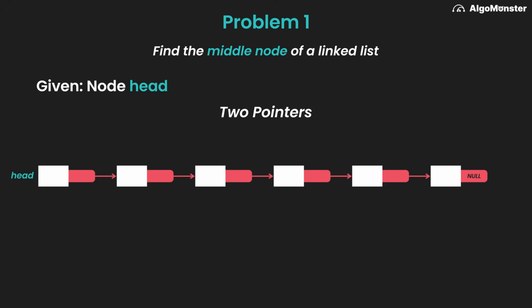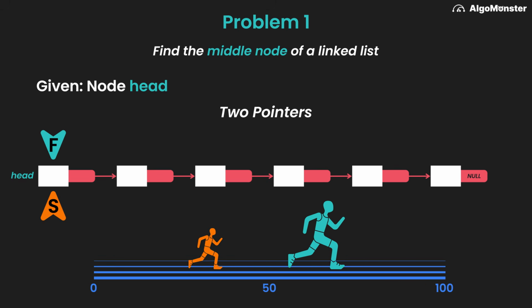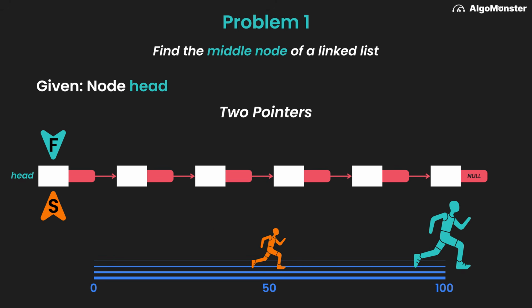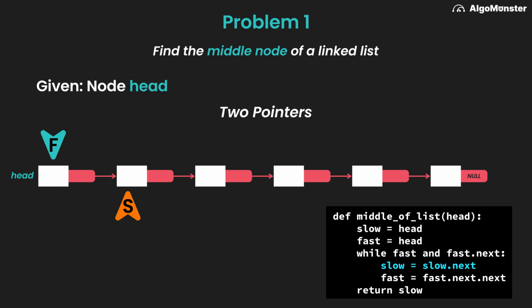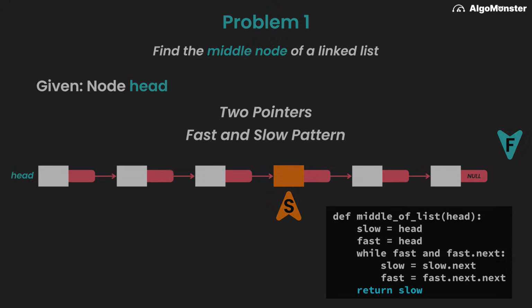Use 2 pointers. A slow pointer that moves 1 step at a time, and a fast pointer that moves 2 steps at a time. Now think about it. If one runner is twice as fast as another, by the time the fast runner reaches the end of the track, the slow runner is exactly at the halfway point. Same idea here. When fast hits null, slow is at the middle. This technique, fast pointer and slow pointer, is called the 2-pointer or fast and slow pattern. You're going to use it in 2 more problems right now.